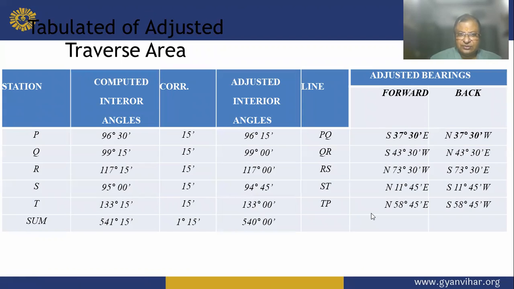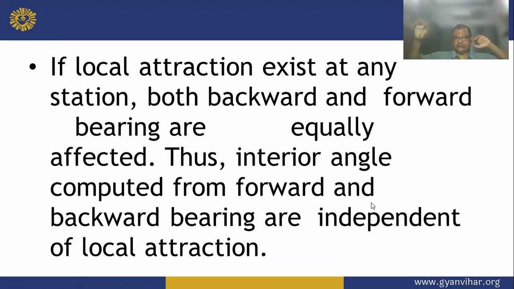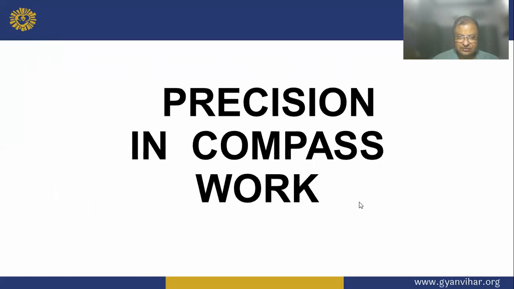So now this is the calculation. And if we discuss, if local attraction exists at the station, both backward and forward bearings are equally affected. Thus, the interior angle computed from the forward and backward bearing is independent of local attraction.